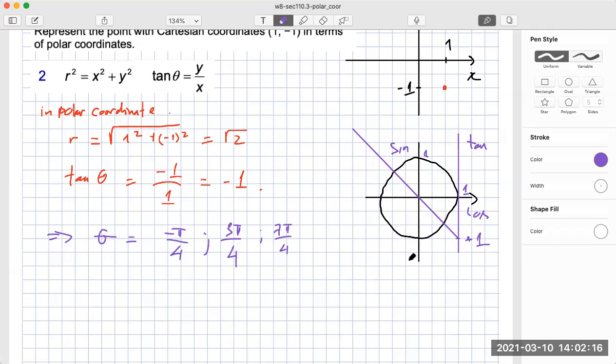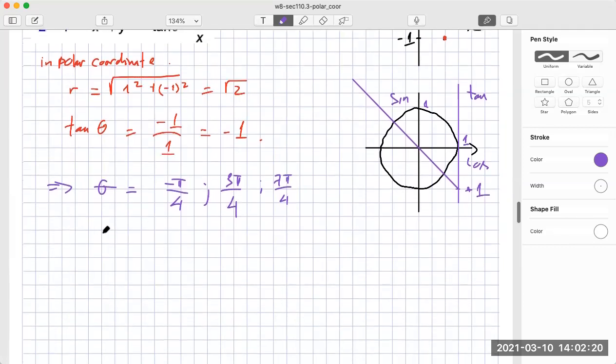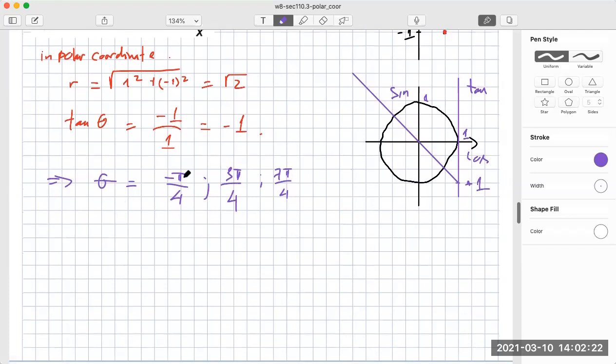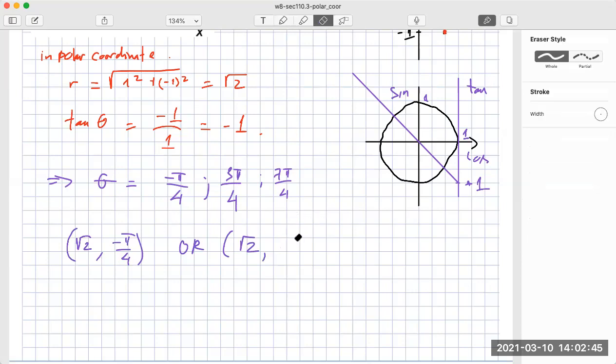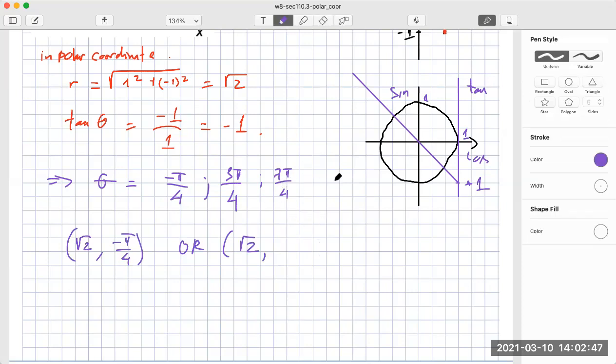Okay? So it means that we could write it in polar coordinates as square root of 2, and theta will be negative pi over 4. This is a solution, right? Or square root of 2 and, but be careful, 7 pi over 4, right?